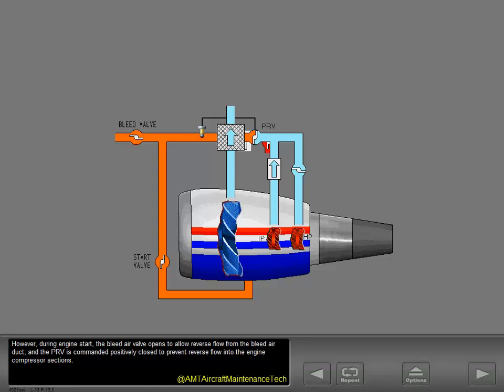However, during engine start, the bleed air valve opens to allow reverse flow from the bleed air duct, and the pressure regulating valve is commanded positively closed to prevent reverse flow into the engine compressor sections.